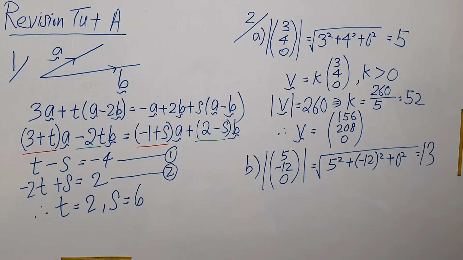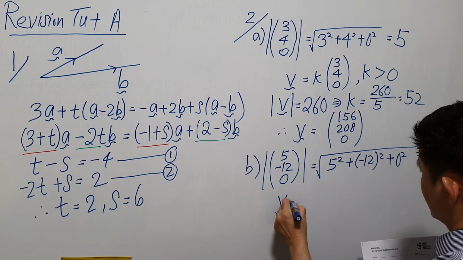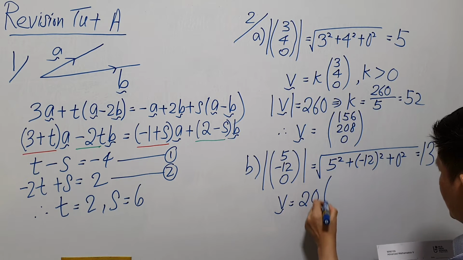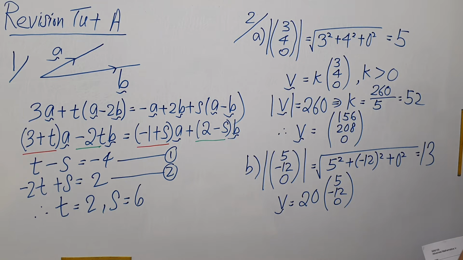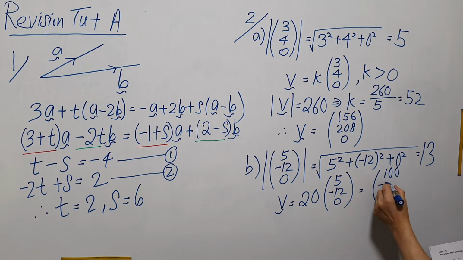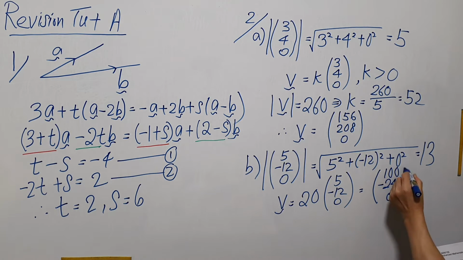Right? Then to find a vector in the same direction as this, going by the same calculation as before, the vector that you need for this case will be 20 times the vector (5, minus 12, 0). Because this already has a magnitude of 13, to have a magnitude of 260, you need 20 in front. So then this gives you (100, minus 240, 0). And this is your question 1 and 2.